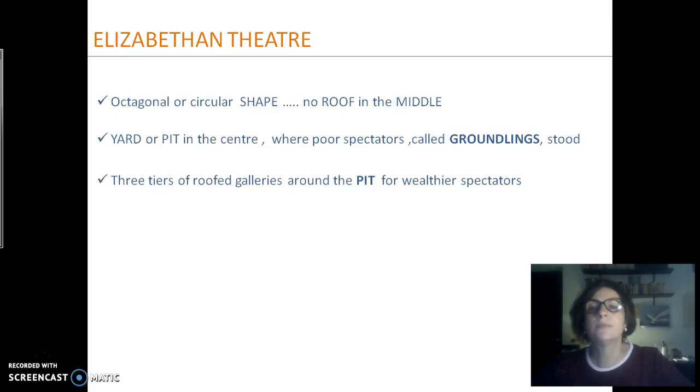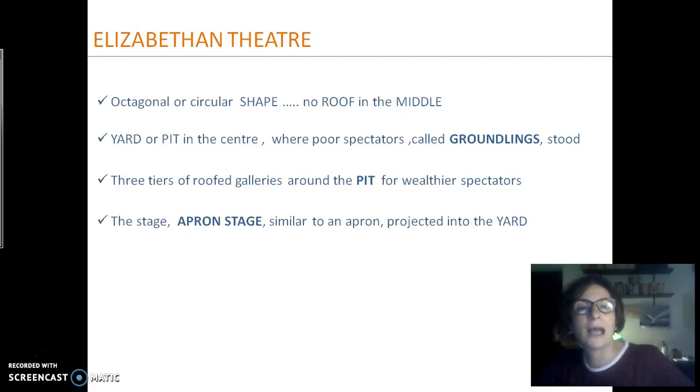Around this yard there were three tiers of roofed galleries, and these roofed galleries were for wealthier spectators, for the spectators who could pay much more to watch the play, and they could sit on wooden benches and under a roof, which in case of rain was an interesting fact.